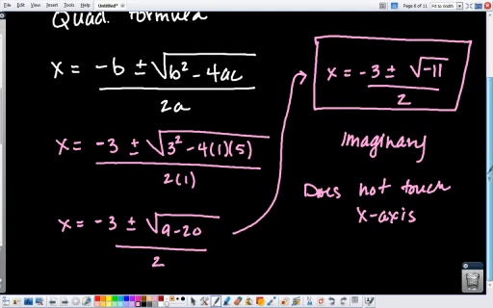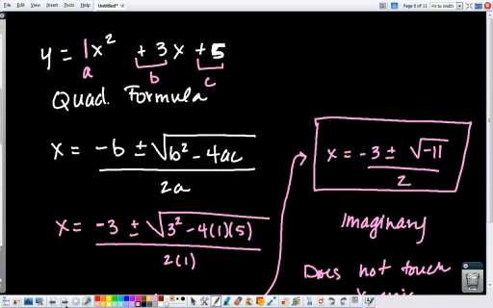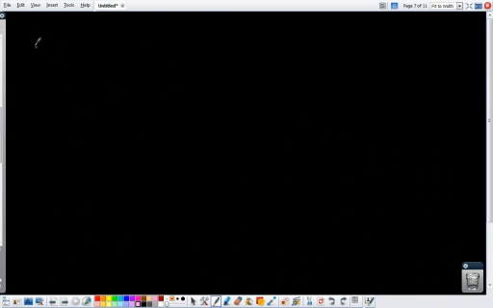Alright, so let's try one more with the quadratic formula. If you want to try it on your own, go ahead and pause it as I put it up, and then you can check your answer with mine when we're done. So I'm going to give you one that has a leading coefficient other than 1.